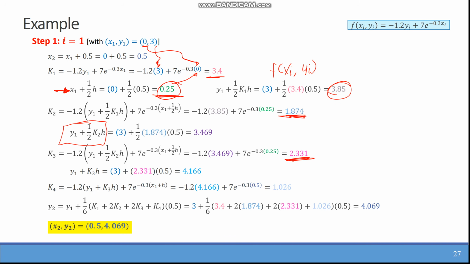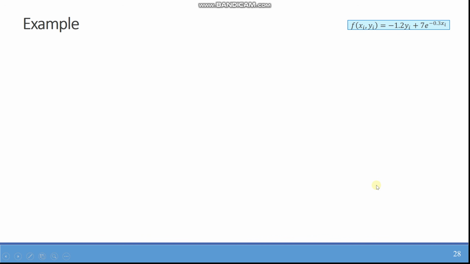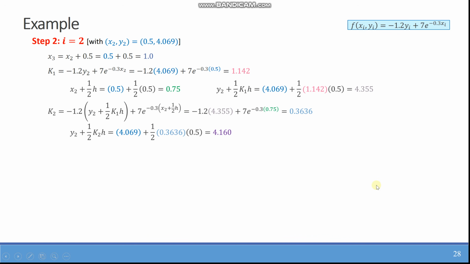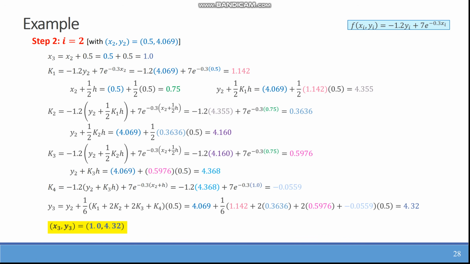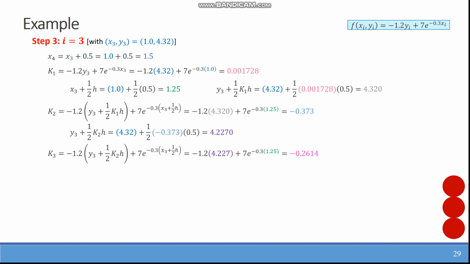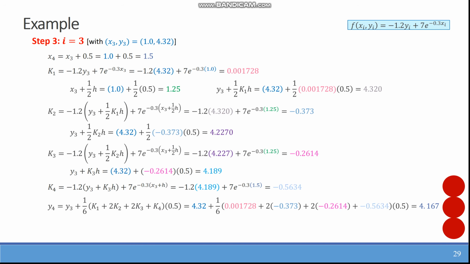And then we have our y at x is equal to 0.5. We just apply this with all the steps until 1.5, which is the final step as per this current condition.